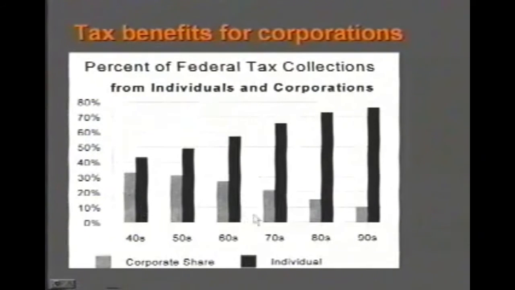Well, from the 1940s down through the 1990s, the corporate share has continued to go down. They used to pay over 30% of all tax collections, and now they're down to paying around 10%, while the proportion that individuals are paying has continued to go up. And this has really benefited the wealthy class and far more than it's benefited the working class.